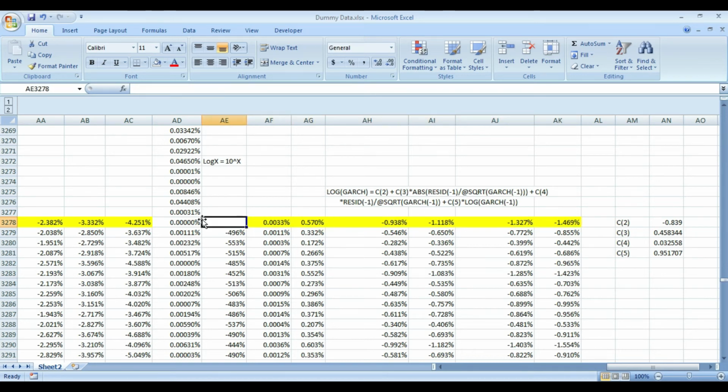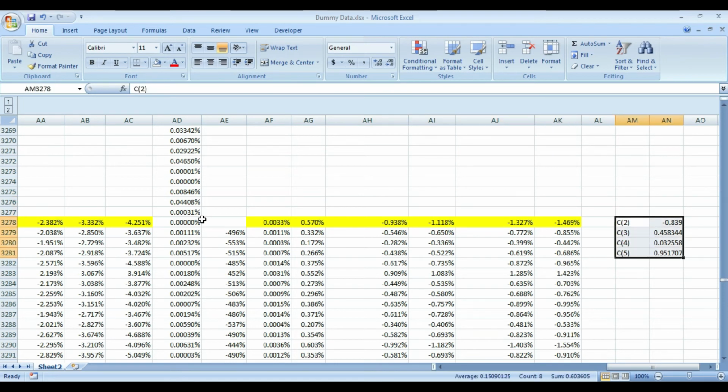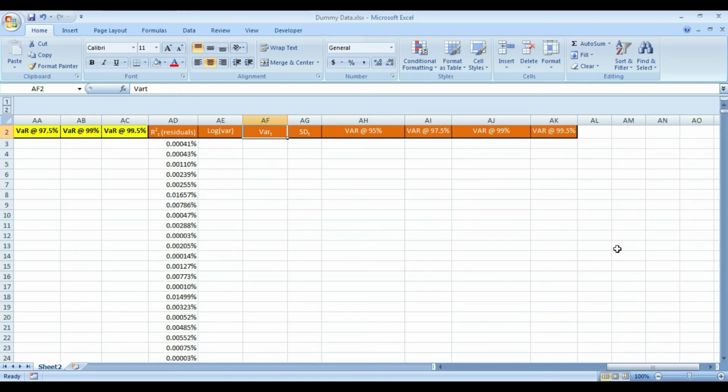So that's all guys. So I'll delete every other thing that I have punched over here, maybe delete the equation as well, the value of the coefficients. Okay, so this is done, value at risk with E GARCH. So I'll move to the top.